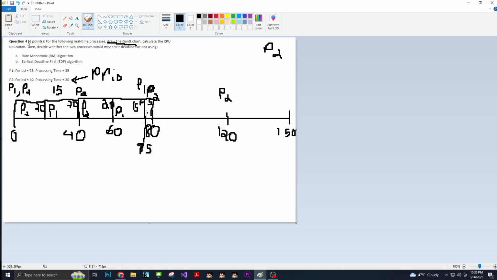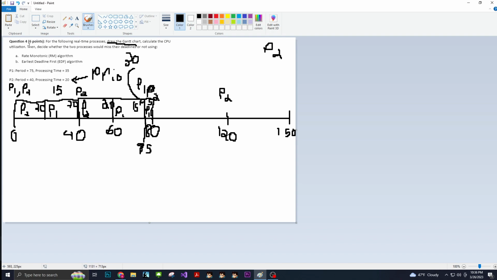Apologies for my terrible handwriting. So then this P1 only goes for 5. And then it stops. It is stopped by P2. It is important to note the remaining processing time. We only ran for 5 units, so we have a remaining processing time of 30.